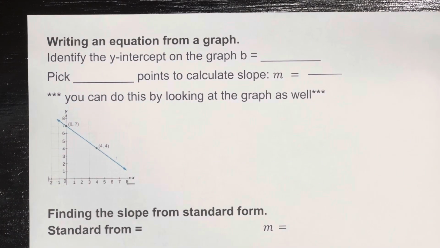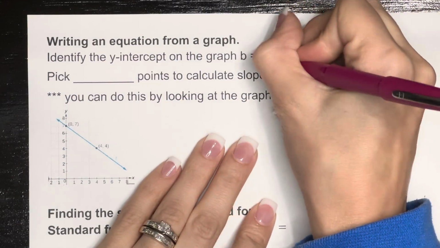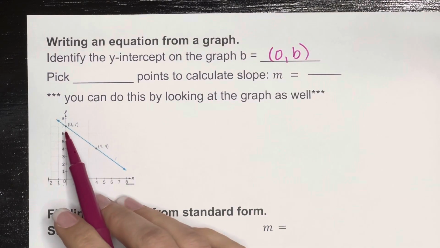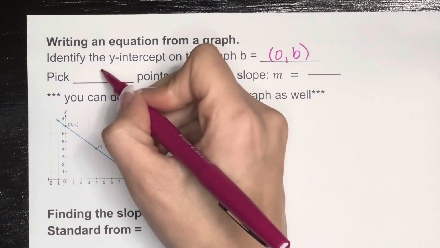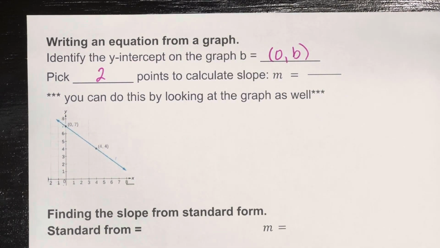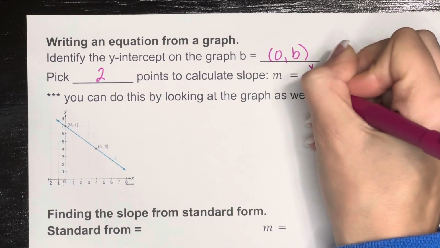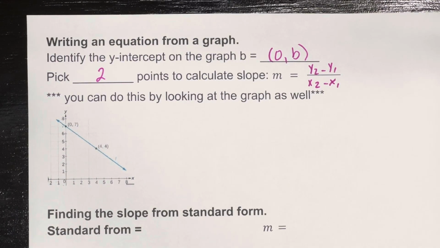Okay, on the back, we are going to write an equation from a graph. So again, we're going to identify the y-intercept on the graph, where b equals this point, right? So our y-intercept in this case is at (0, 7). Then we're going to pick 2 points to calculate the slope, which is, again, y2 minus y1 over x2 minus x1.